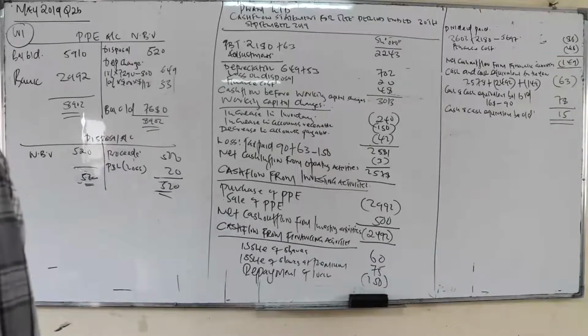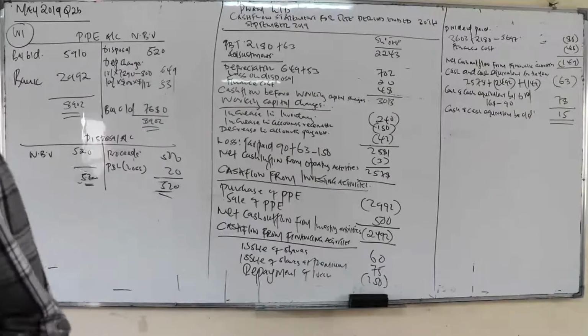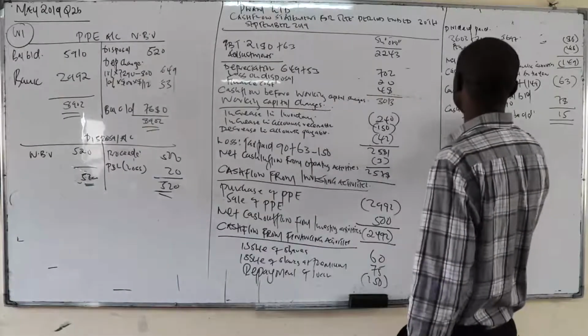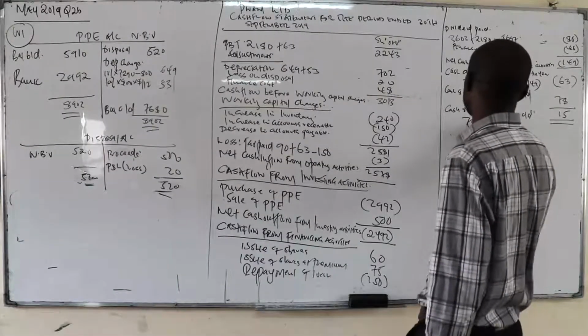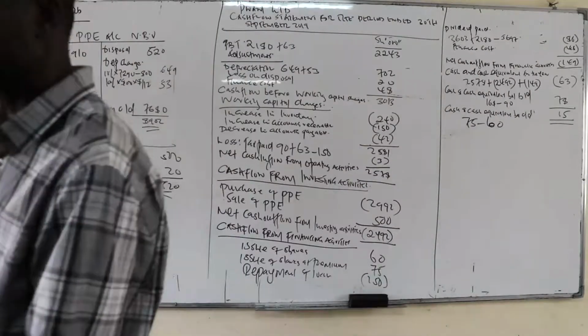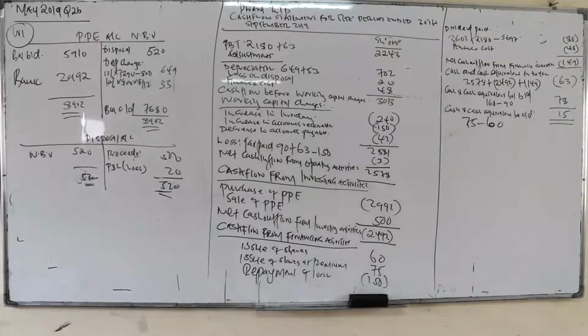Have we understood each other? The current cash balance is 75 minus 60. You will still get that. Any questions so far?